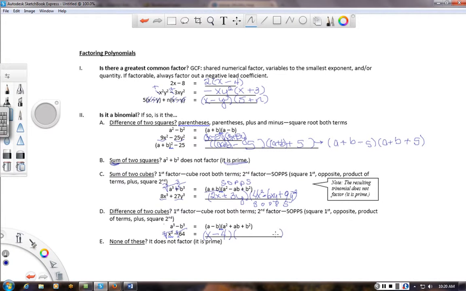Okay, let's come over here and let's write our mnemonic, S-O-P-P-S. S, of course, stands for square the first term, which gives me x squared. My opposite sign will be a plus this time. We take the product of x and 4, which gives me 4x. My second P stands for plus, and take the square of the second term. So 4 squared is 16.